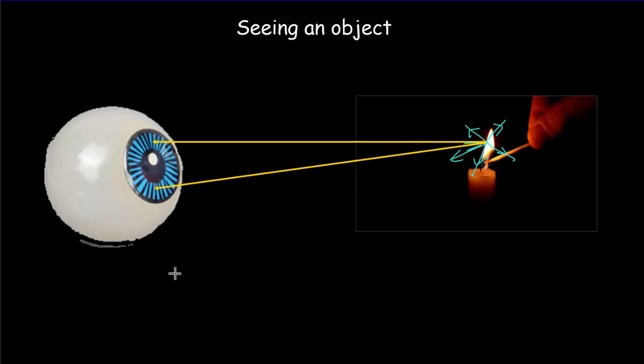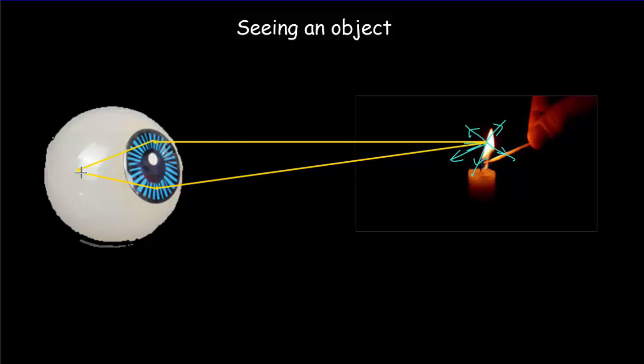Now, behind the iris is a lens, and the lens causes those rays to come together, to converge. And they'll meet at a point at the back of the eye. The back of the eye is like a projector screen. It's called the retina.